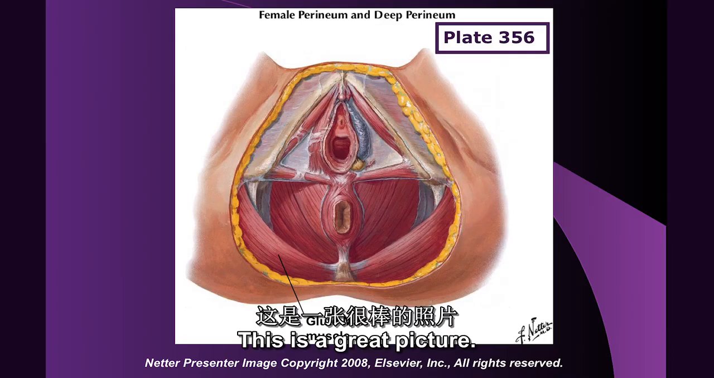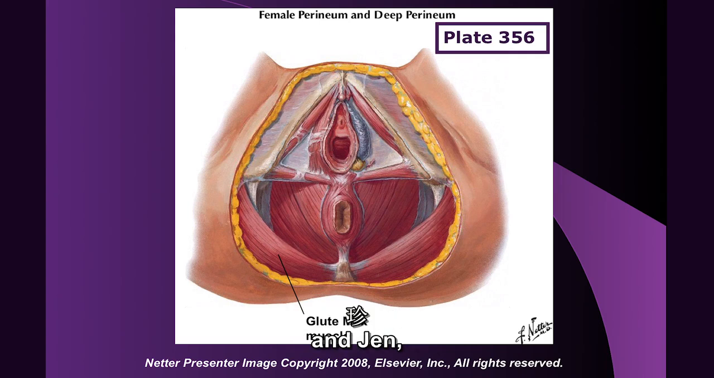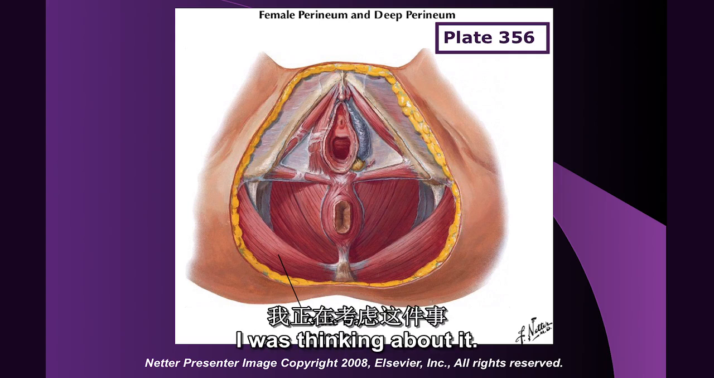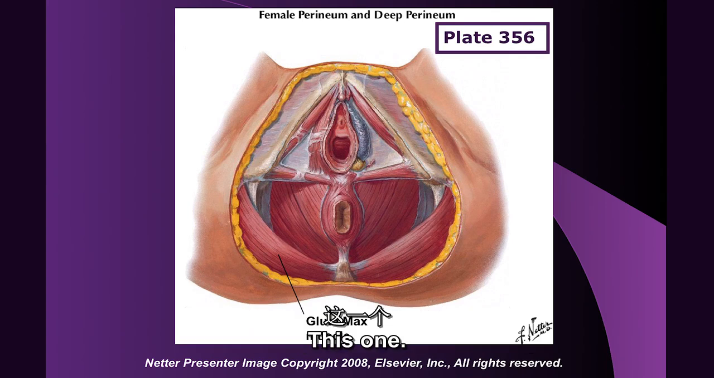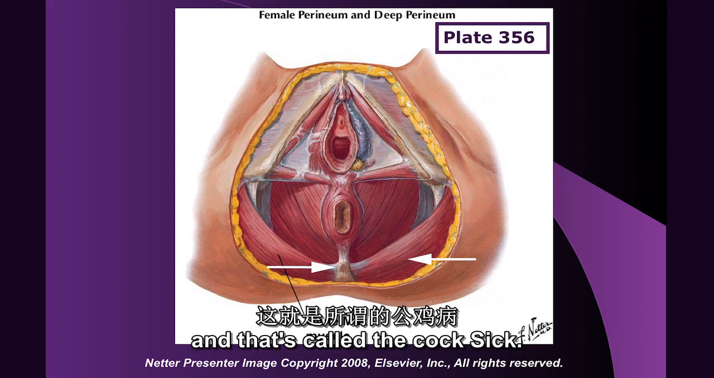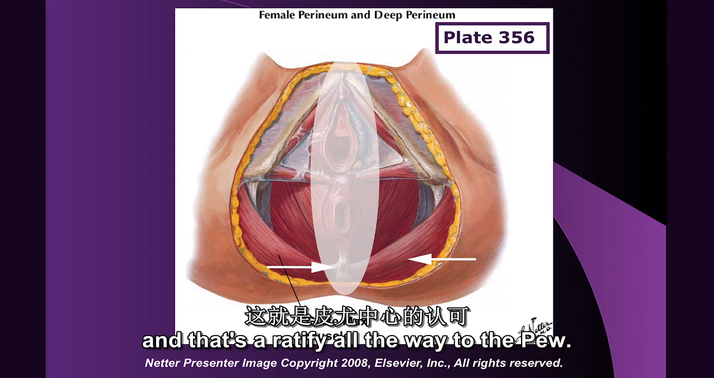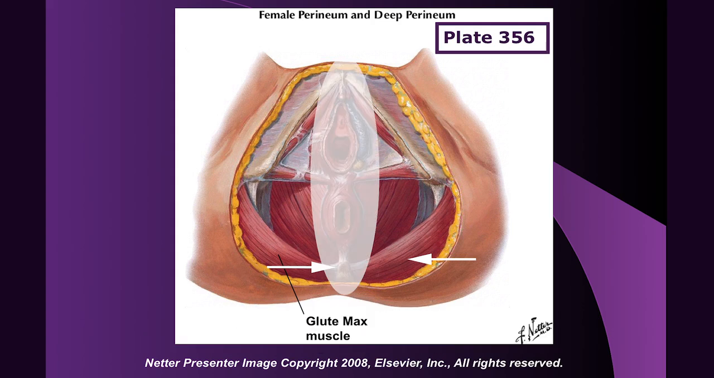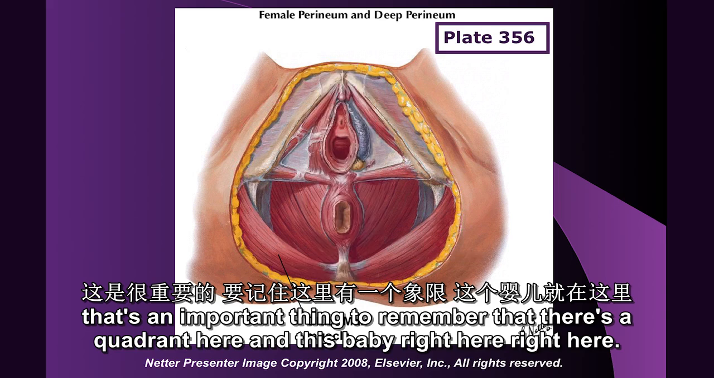This is a great picture. I love this slide. And Jen, I like it for so many reasons. I was thinking about it. We need to get our illustrator to draw this one, okay? This is called the glute max, and that's called the coccyx, and that's a raphe all the way to the pube. That's an important thing to remember, that there's a quadrant here.